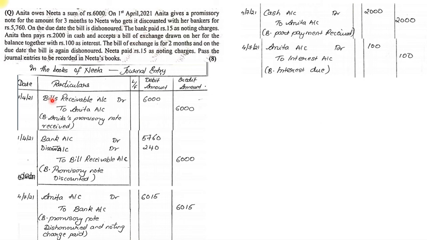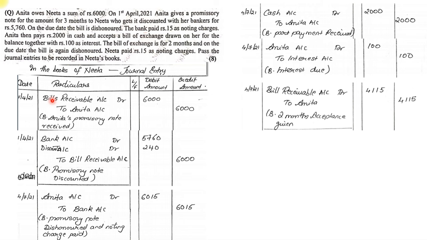Okay, we made a new bill. We'll give it to her, she'll sign it and she'll give it back to us. So our entry will be BR account debit to Anita. Amount will be 4,015 plus 100 rupees because that was the interest. So 4,115, being 2 months acceptance given and received. Okay, we are done with this part.